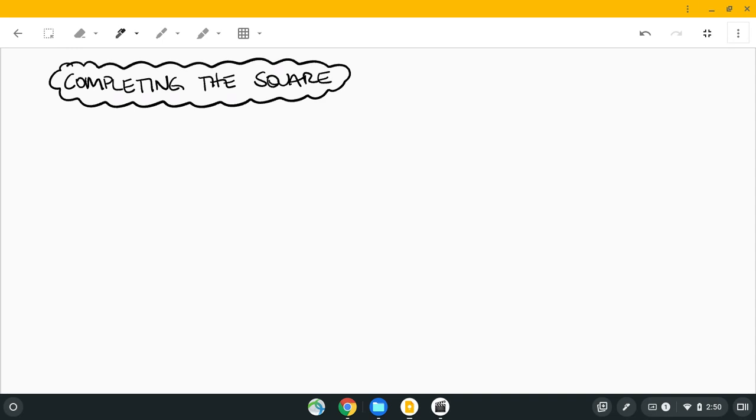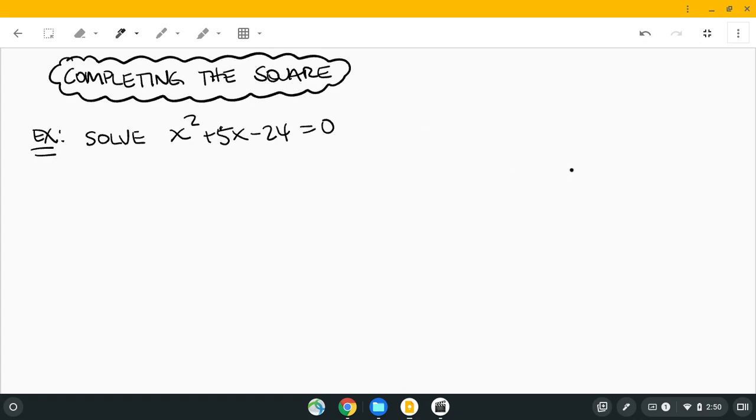Okay, so completing the square. Let's take a look at this example here. Suppose that you have to solve x squared plus 5x minus 24 equals 0. It's the same problem as up above, set equal to 0. But I just want to show you how you can use all of these different methods to solve the same problem.